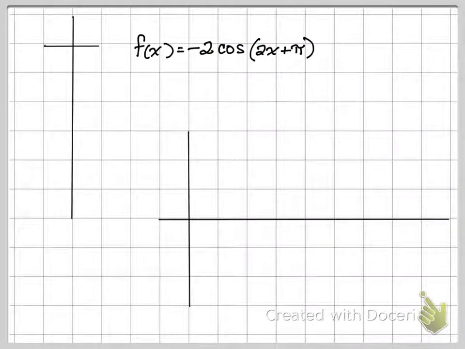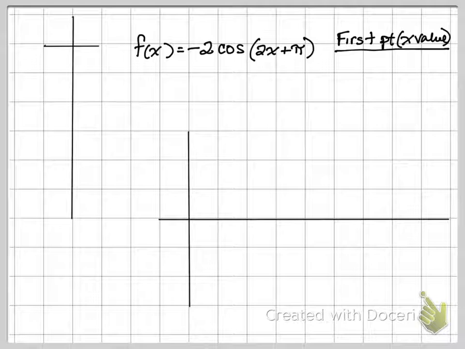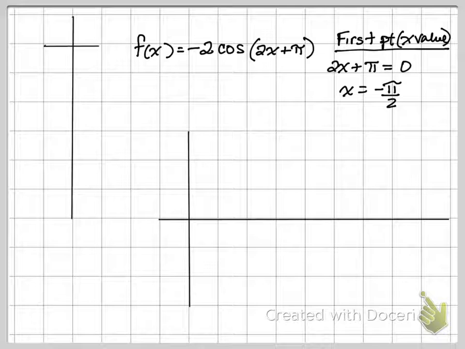We begin by looking for what we're going to use as the first point, really the first x value. I'm going to do that by taking the argument, and that is whatever we're taking the sine or cosine of. In this case, 2x plus pi. I'm going to set that equal to 0 and solve for x. So I get negative pi over 2. And that's going to be my first point.